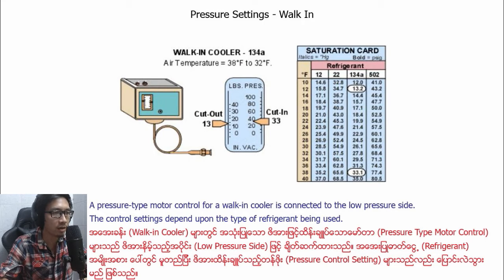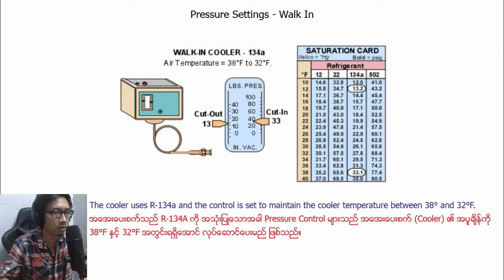A pressure type motor control for a walk-in cooler is connected to the low pressure side. The control setting depends upon the type of refrigerant being used. The cooler uses R134A and the control is set to maintain the cooler temperature between 38 degrees and 32 degrees Fahrenheit.